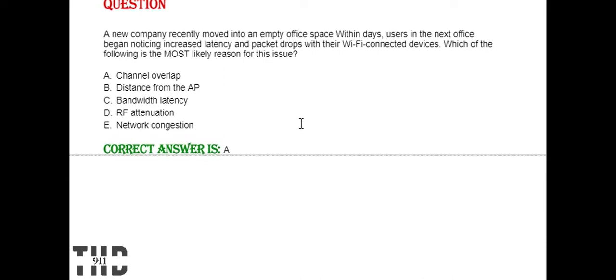A new company recently moved into an empty office space. Within days, users in the next office began noticing increased latency and packet drops in their Wi-Fi connected devices. Which of the following is the most likely reason for the issue? Option A, channel overlap. Option B, distance from the AP. Option C, bandwidth latency. Option D, RF attenuation. Option E, network congestion. The correct answer is option A.